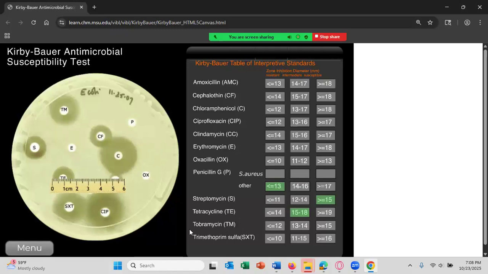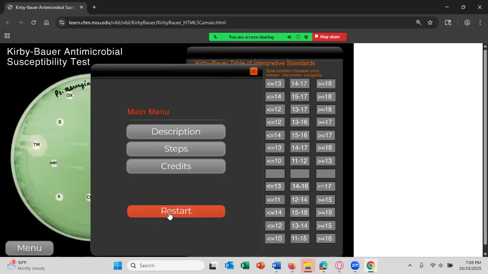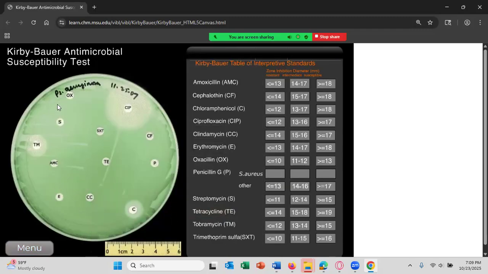You need to do the virtual lab to answer one or two of the questions in the worksheet. So make sure you do the virtual lab. And this is the first bacteria. Let me bring that back here. The first bacteria is E. coli. To get the other bacteria, click menu and then click restart. And it takes you to the second plate. That's Pseudomonas aeruginosa.